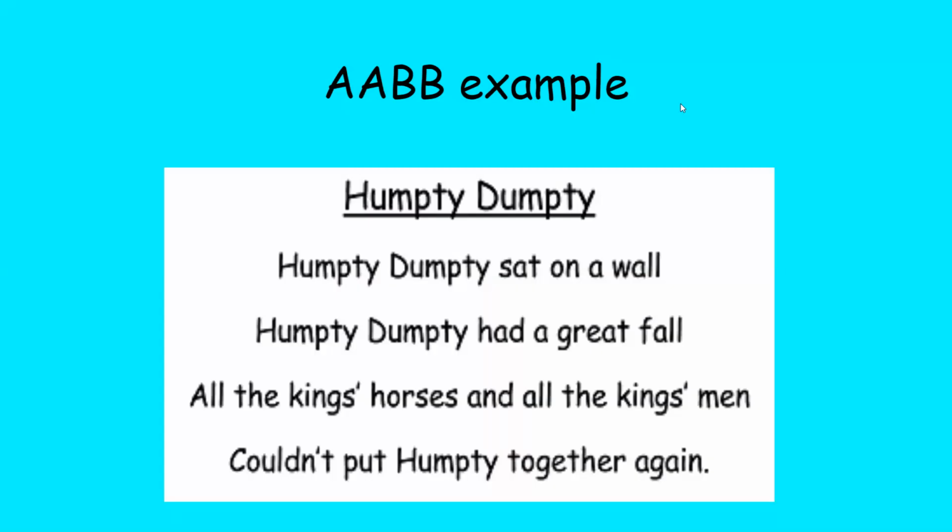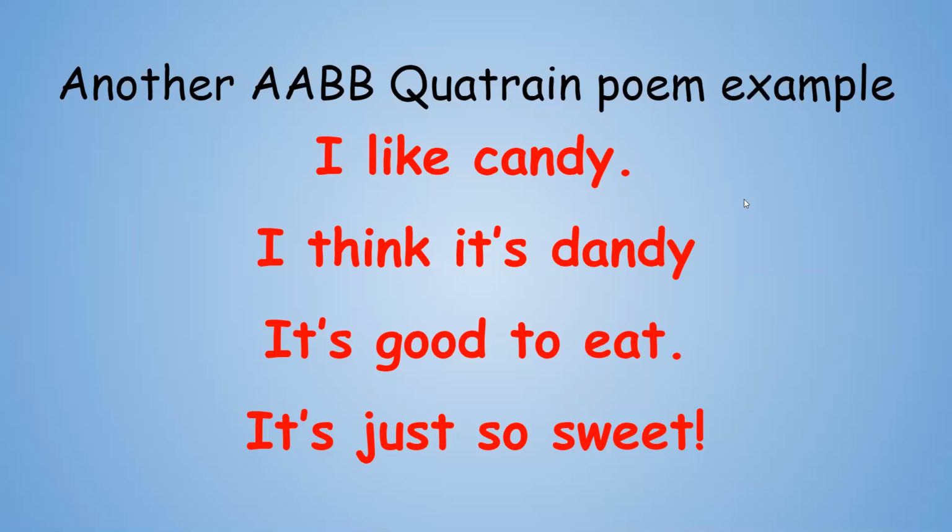Let's do another AABB example. I like candy, I think it's dandy, it's good to eat, it's just so sweet. So the first 2 lines, line 1 and 2, rhyme, candy and dandy. Lines 3 and 4, which would indicate the BB, rhyme, eat rhymes with sweet. Okay, that was the AABB rhyming pattern.